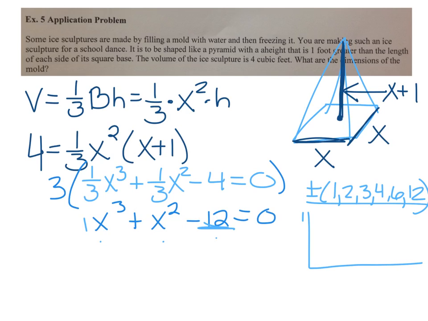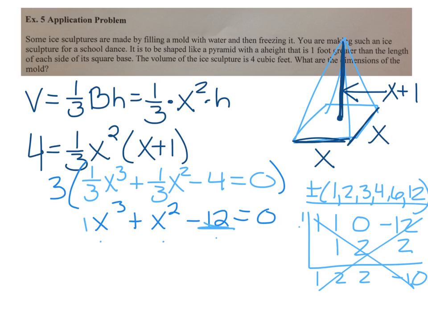When I try 1, into 1 x cubed plus 1 x squared. Be careful, 0x minus 12. We bring down the 1. 1 times 1 is 1, plus 1 is 2. 1 times 2 is 2, plus 0 is 2. 1 times 2 is 2, minus 12 is negative 10. Nope, didn't work. Try something else.